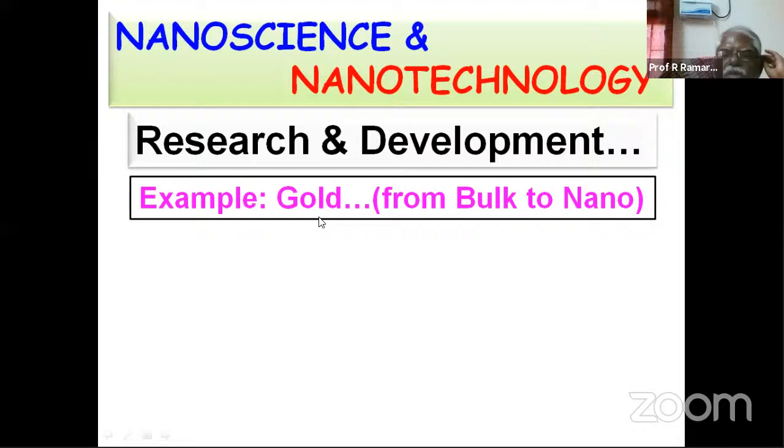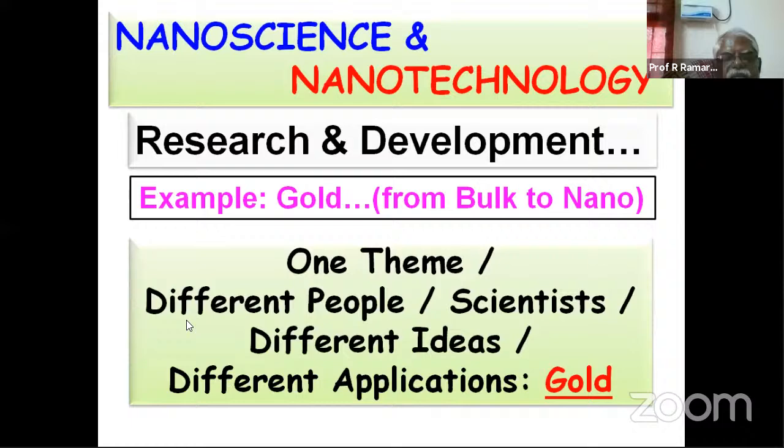Okay, let me take the gold. Gold is one theme I take, but I give it to different people, including scientists. Common people and scientists have different ideas, and everyone puts it to a different application. If you give gold to a goldsmith, he will make jewels and ornaments. If you give the same gold to me, I will try to utilize it in nano electronics for conducting signals. And if you give the same gold to a doctor or medical field people, they will try to come up with medicines. The same gold. I start with common people, then go to scientists.